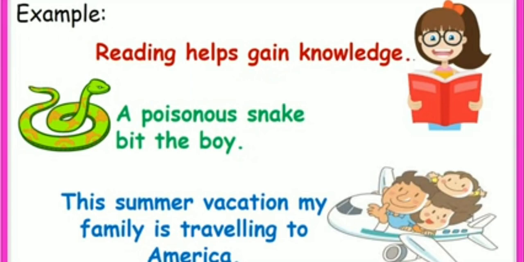Let's understand assertive or declarative sentences with the following examples. Reading helps gain knowledge. A poisonous snake bit the boy. This summer vacation, my family is traveling to America. All sentences are telling us something or informing us something, they're declaring something. So therefore, all these sentences are assertive or declarative sentences, and they all end with a full stop.